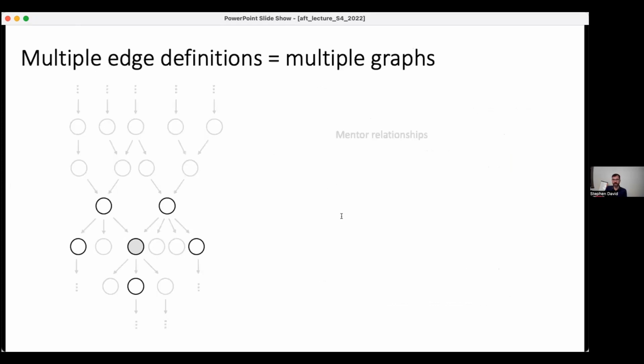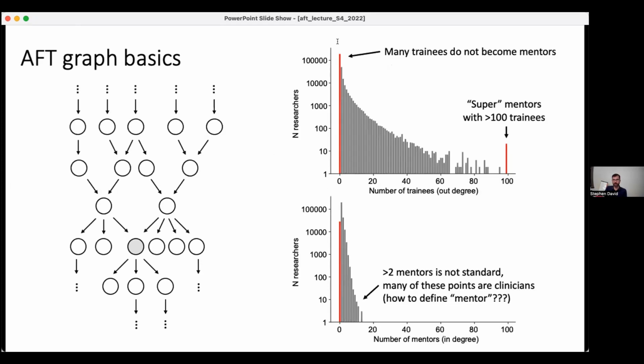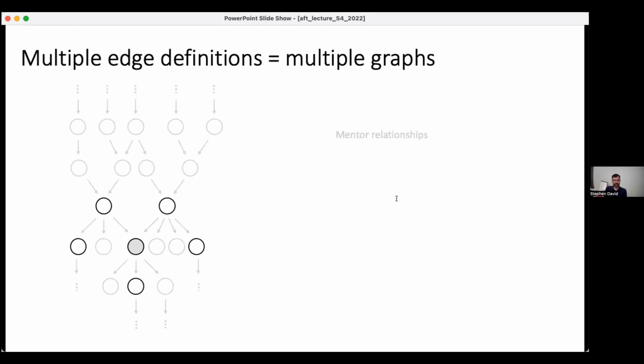Yeah, so I was just answering that. Basically, these red bars are zeros, and so those are either people who don't have trainees or we don't have data for, mentors who might be missing, or people who are just self-taught.